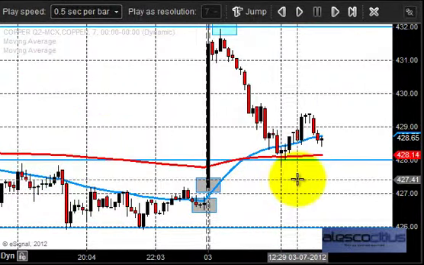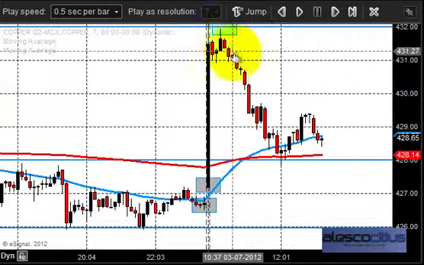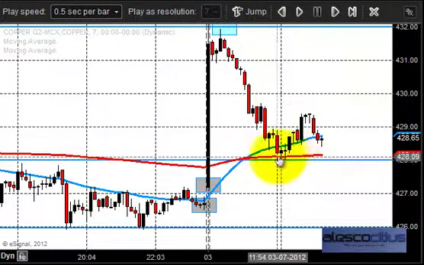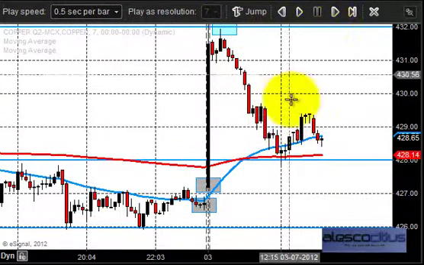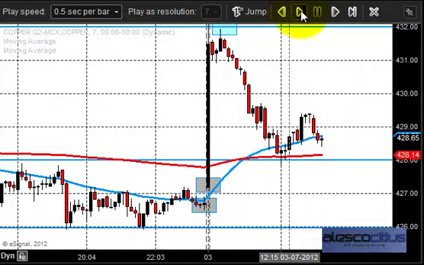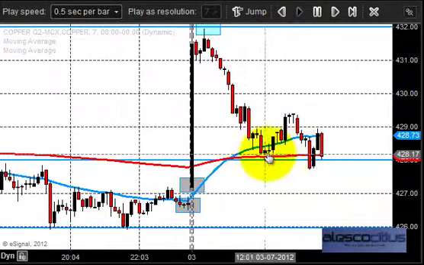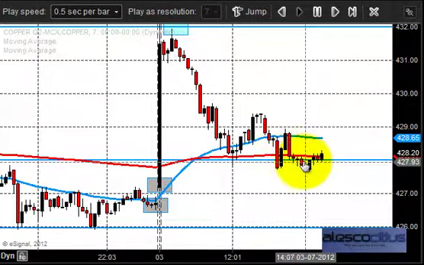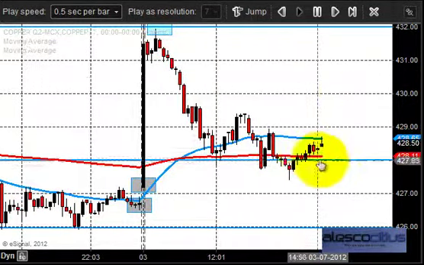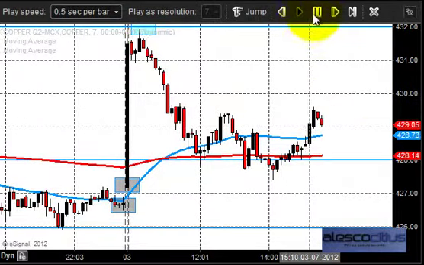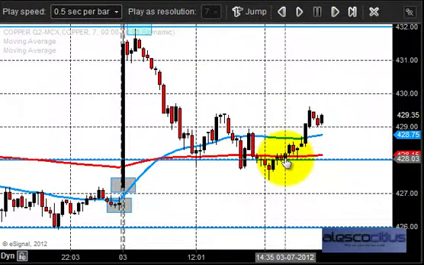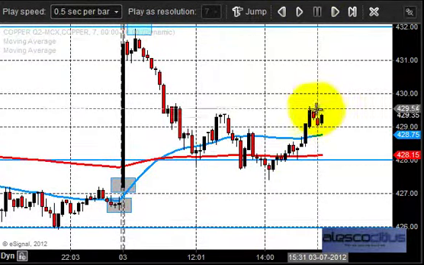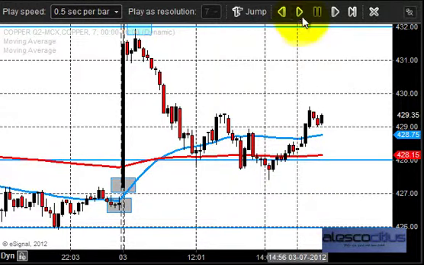So after testing this 432, the market came down and it is testing 428. Now let us see whether this 428 can provide a good support or not. So it is providing a good support, and the market is consolidating here for a long time. You can see that this 428 is providing a good support for the copper market. So the market is trying to push higher, taking some support around 428.